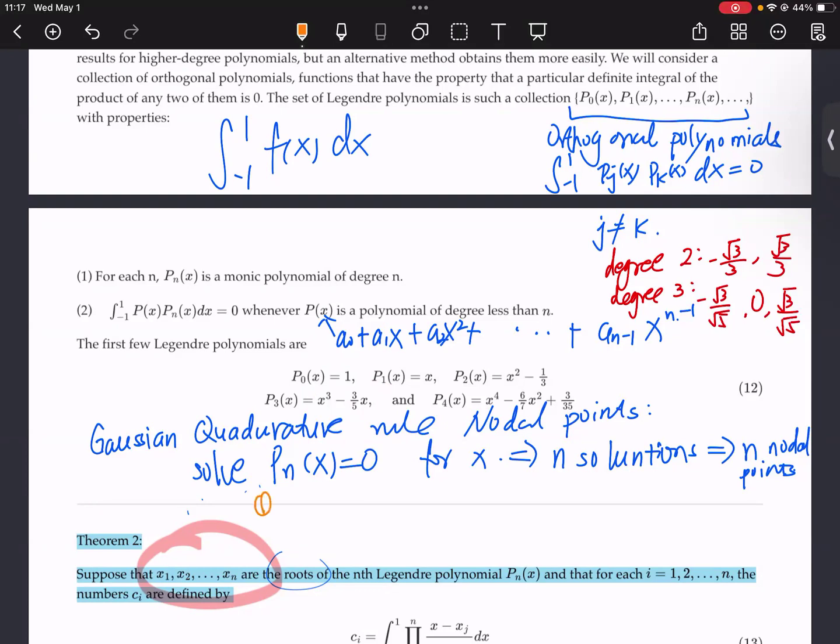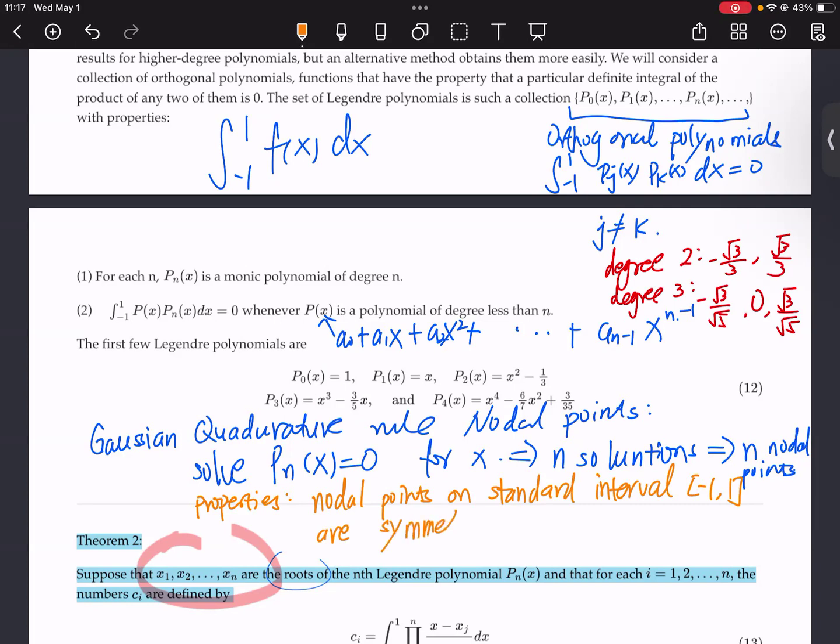So there's one thing about the property of the nodal points. The properties: the nodal points on the standard interval -1 and 1 are symmetric with respect to the origin. And this is the thing.